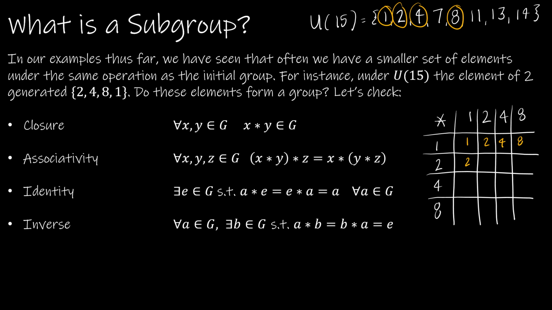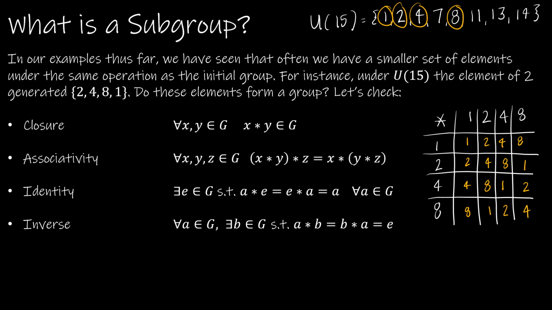1 times anything is itself. 2 times 2 is 4. 2 times 4 is 8. 2 times 8 is 16, which is 1. 4 times 2 is 8. 4 times 4 is 16, which is 1. 8 times 4 is going to be 2 mod 15. And then 8 times 2 is 1 mod 15. 8 times 8 is 64, or 4 mod 15. So we can see that multiplying any values in the group does in fact give us another value from that group, 2, 4, 8, or 1.